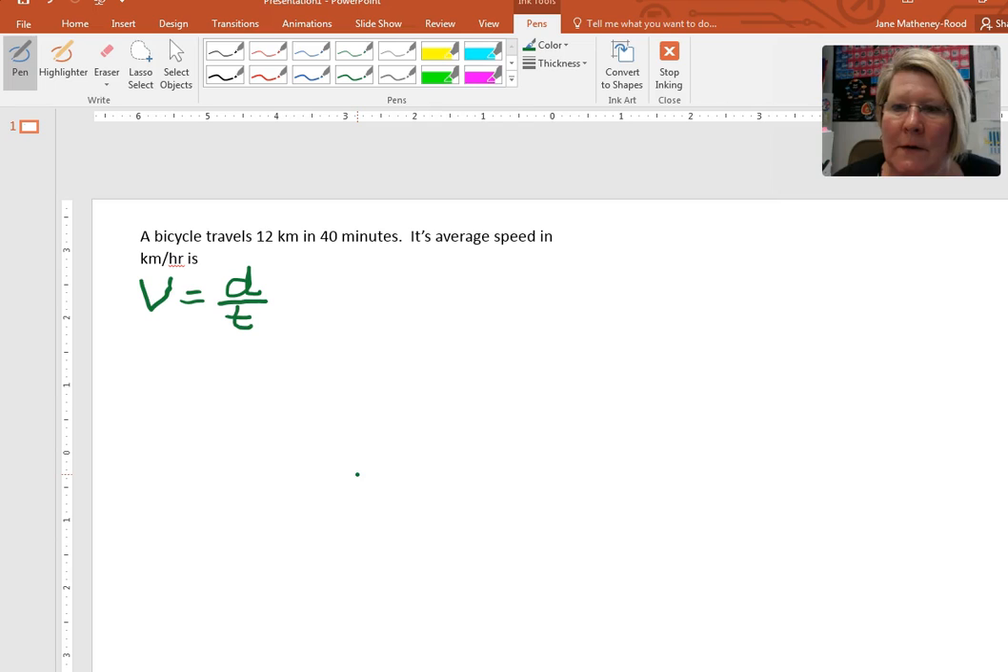So the first thing I want to look at is the speed of an object, or velocity. And the speed is equal to the distance traveled divided by how much time it takes to travel that distance. So let's take a look at this problem right here. Let me get a pen.